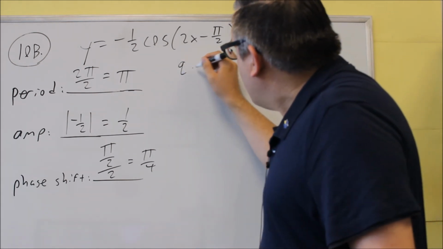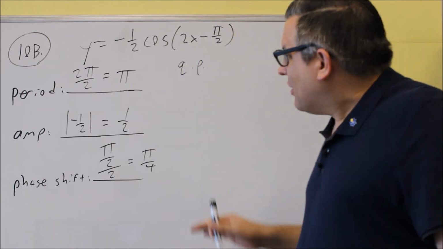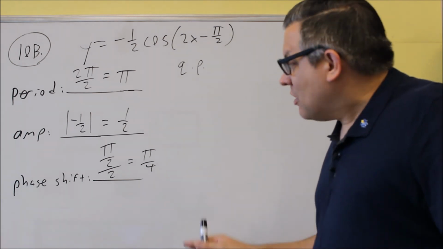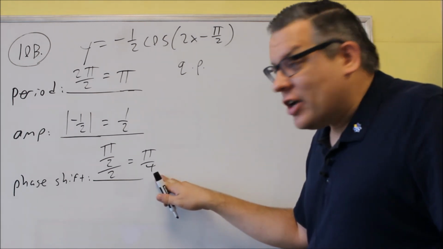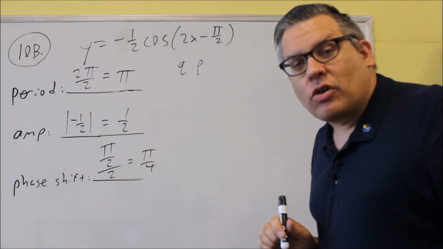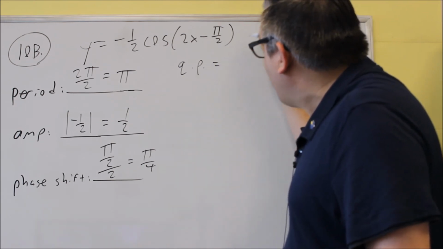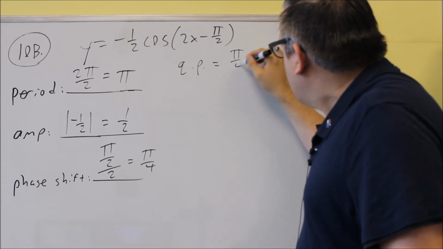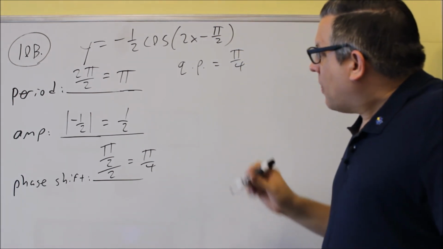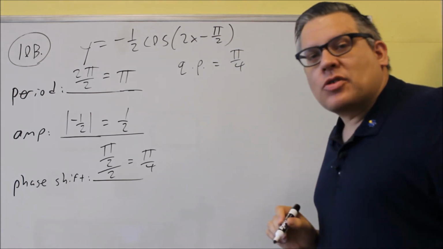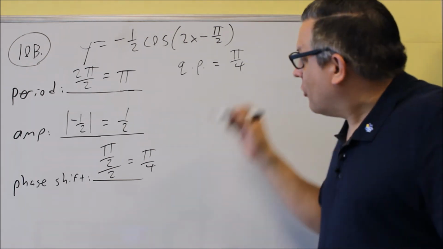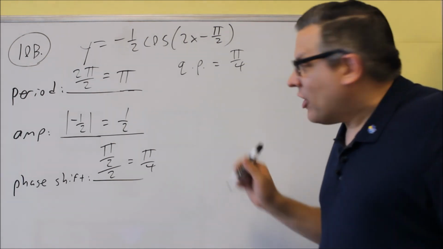Next thing we want to find is the quarter point. That gets us the next key points. We just keep adding them to the phase shift. The phase shift is always going to be one of your key points. Quarter point is equal to period divided by 4. So in this case, coincidental, but your quarter point happens to be the same as the phase shift. That's not always going to happen, but for this one it does. So here's how we find the other key points.